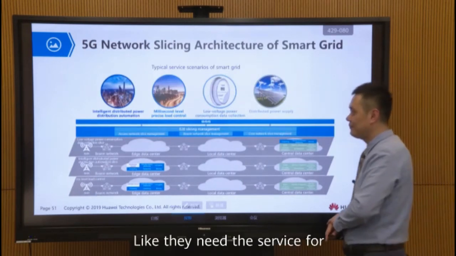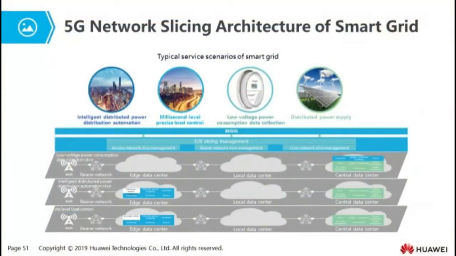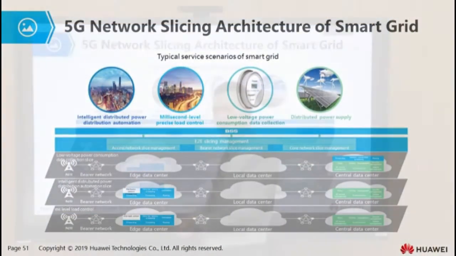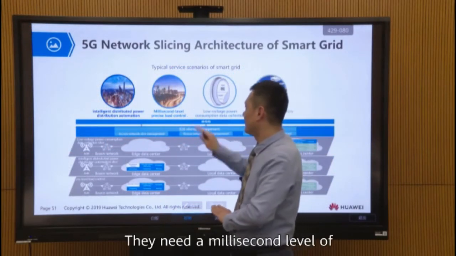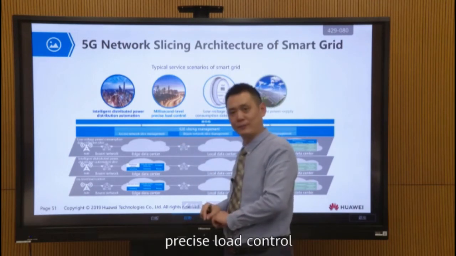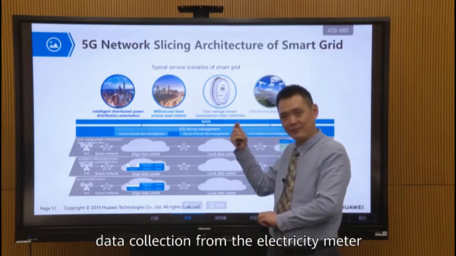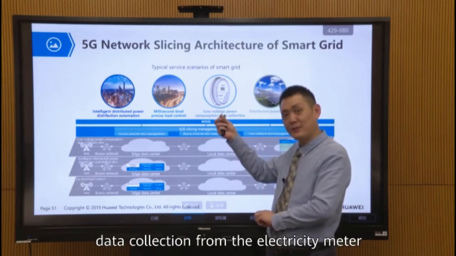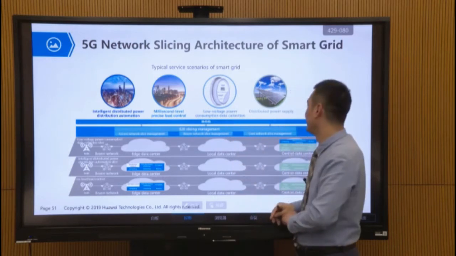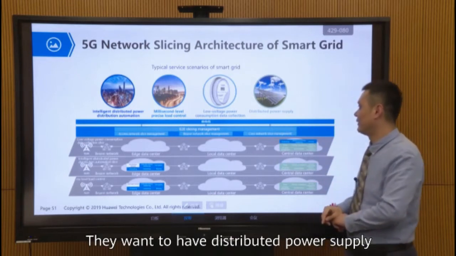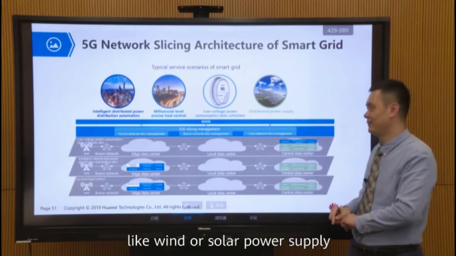Like the service for intelligent distributed power distribution automation, automated distribution. They need millisecond level precise load control. They need low voltage power consumption data collection from the electricity meters of a lot of homes. They also want distributed power supply monitoring, like wind or solar power supply.